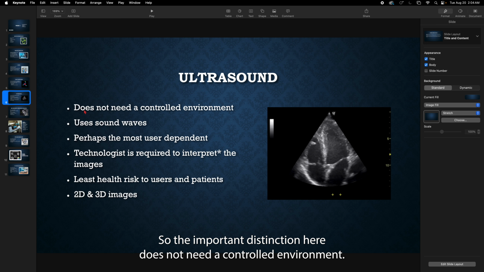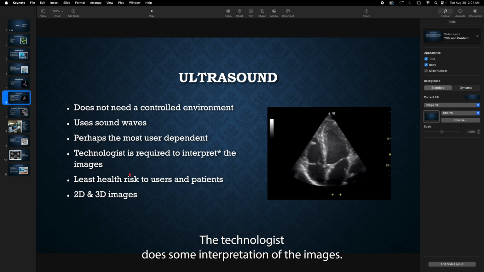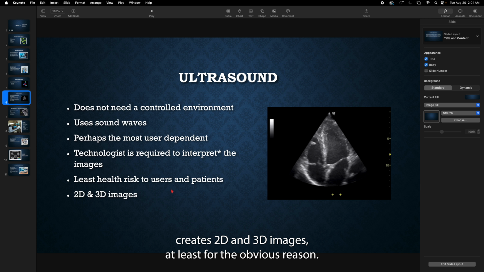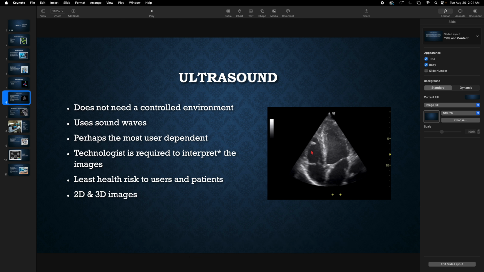So the important distinction here, does not need a controlled environment. It uses sound waves. The technologist does some interpretation of the images. It also has the least risk to users and patients. It creates 2D and 3D images. Least risk for the obvious reason, it does not need a controlled environment and there's no ionizing radiation. All right.